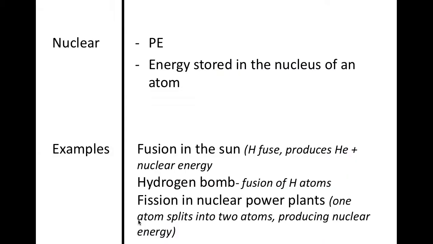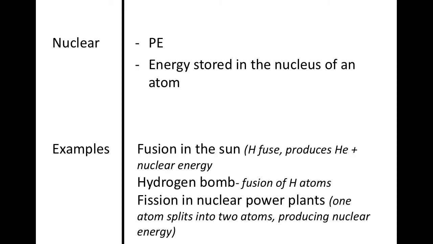Nuclear energy is potential energy. It's stored in the nucleus of an atom. Some examples are fusion. Fusion in the sun is where hydrogen fuses and produces helium, and it also produces nuclear energy as a byproduct. So a hydrogen bomb, for example, is the fusion of hydrogen atoms.